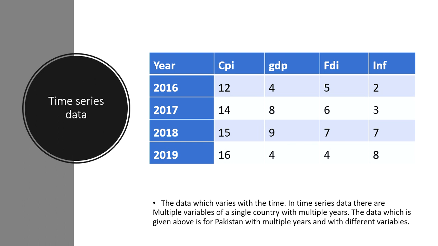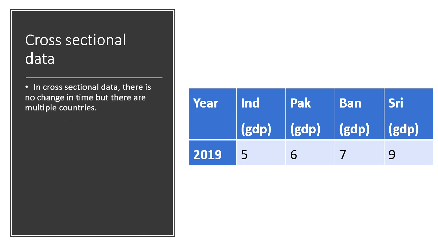It is not necessary that it always consists of a country. It might be possible that data consists of one college, one university, or one industry, or one firm. But when we are discussing only one firm's revenue, cost, expenditure, advertisement with different years, and for only one firm, then we are discussing time series data.